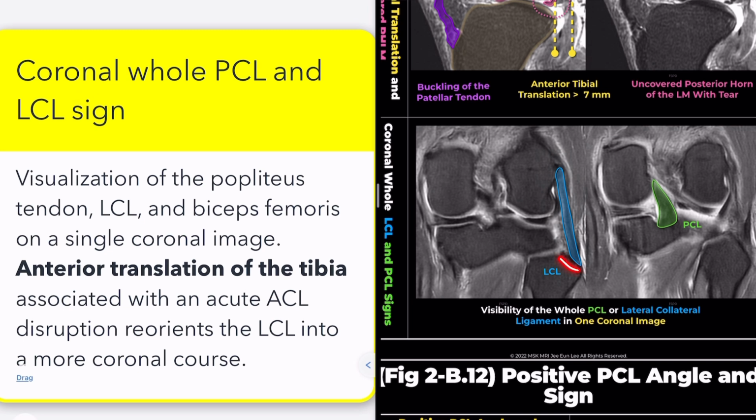The specific name of this sign is not essential to know. In addition to the LCL, the popliteus tendon, PCL, and biceps femoris also show a vertical orientation.